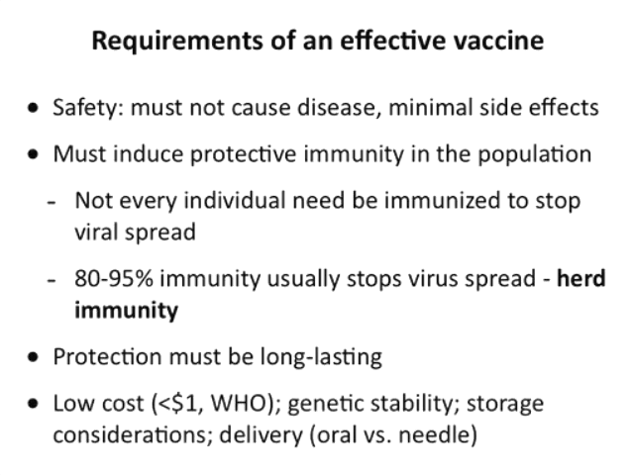And it has to be pretty cheap. WHO says it should be less than $1 a dose for it to be able to be used worldwide in all countries. It has to be genetically stable. It can't mutate. That's a big challenge because, as you know, viruses mutate quite readily. How about storage? Many vaccines have to be frozen, and that's hard in remote areas.